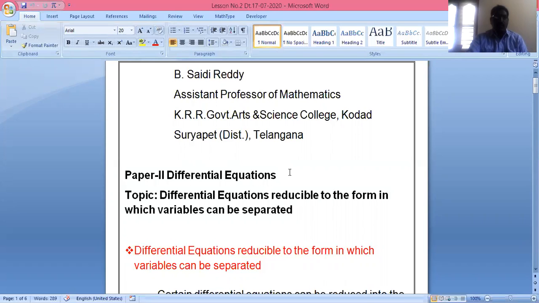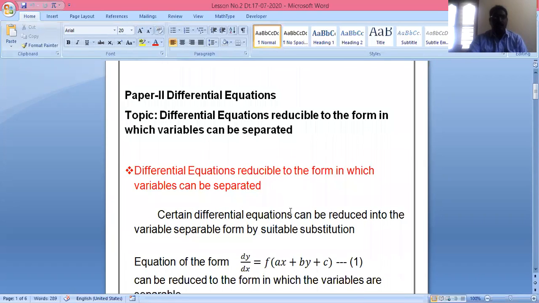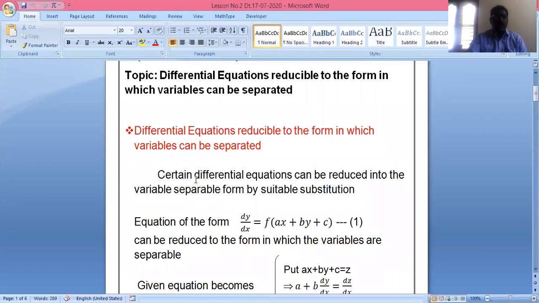Today, we are going to learn differential equations reducible to the form in which variables can be separated. Differential equations reducible to the form in which variables can be separated. Certain differential equations can be reduced into the variable separable form by suitable substitution.